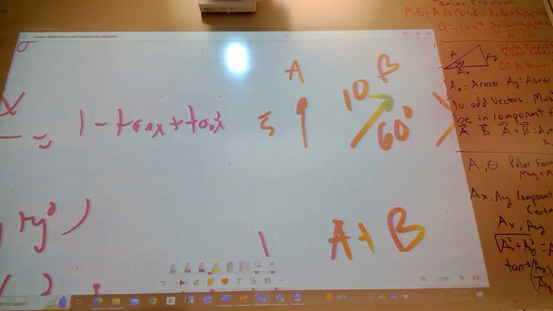Okay, so you have to get the components of B, 10 cosine 60, 10 sine 60. Then you add the X to the X, you add the Y to the Y. Put your answer in terms of I and J.